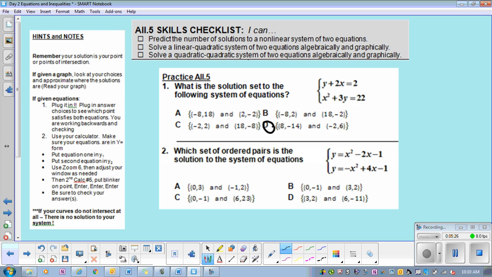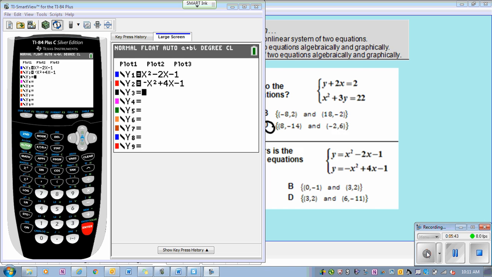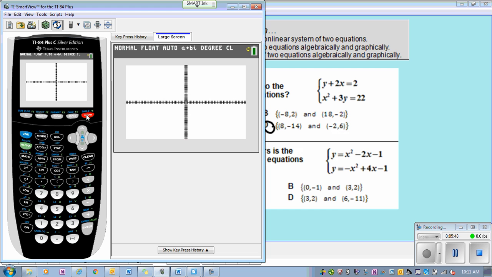All right. So look at the next one. Which set of ordered pairs is a solution to the system of equations? Guys, number 2, they're both already solved for y. Put them both into the calculator and find the intersection. All right, I put my 2 equations into my y equals. Graph it. It's still zoomed out, but that's okay. So it looks like we have those 2 intersections. If you want to go back to the normal, just hit zoom 6. It goes back to the standard.